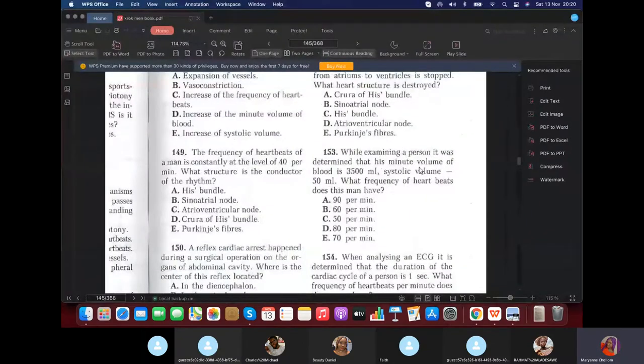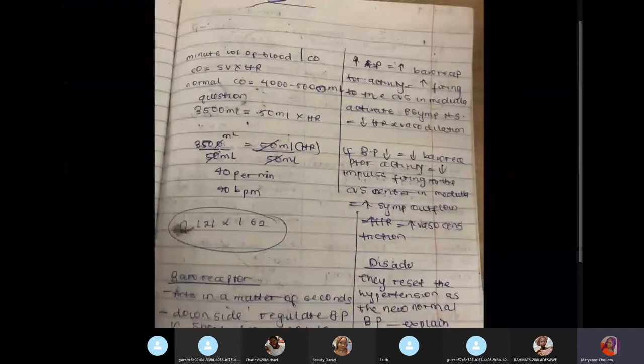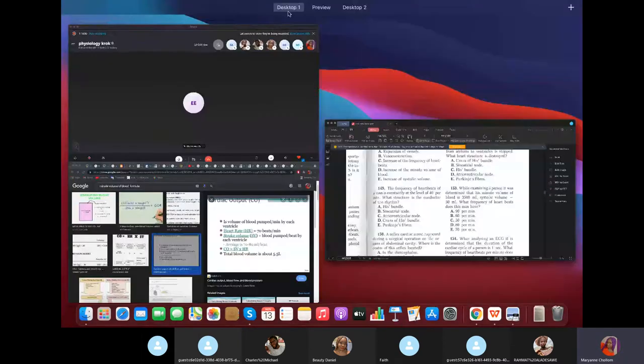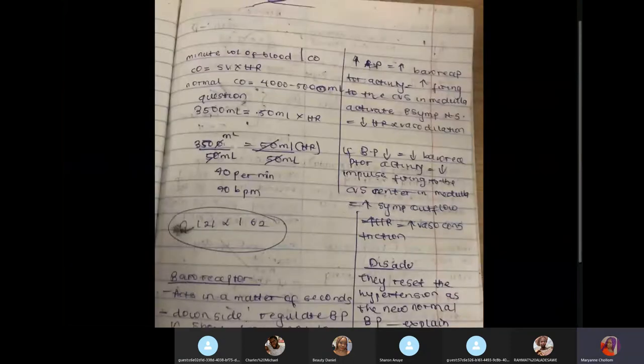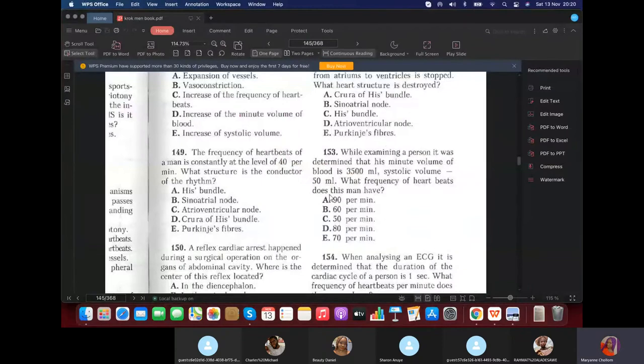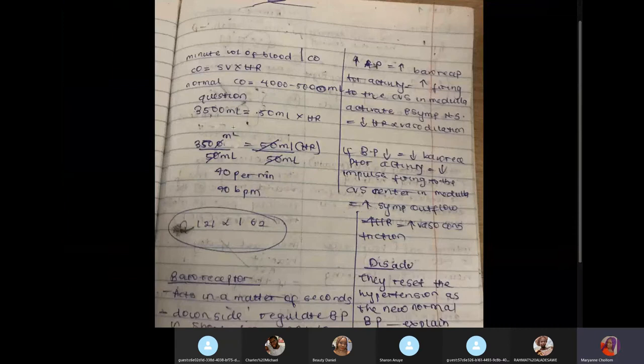In the question here, they're already giving you that the minute volume of blood, or cardiac output, same thing, is 3,500. So that's why I wrote 3,500 here. They also told you that the systolic volume, or stroke volume, same thing, is 50. So I wrote it here. They're asking what the heart rate is, which you don't know.